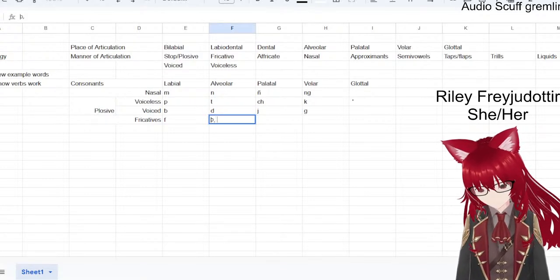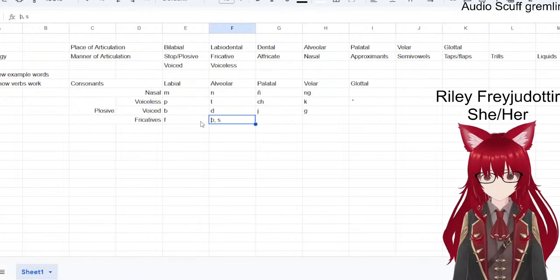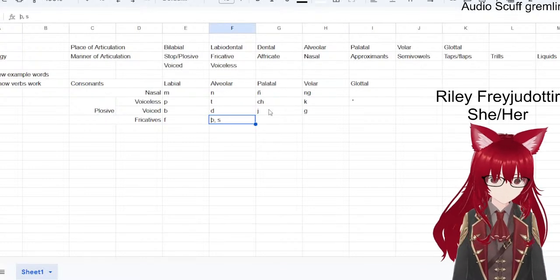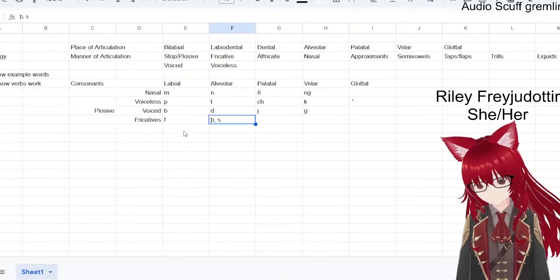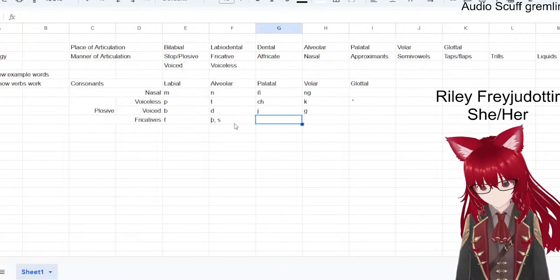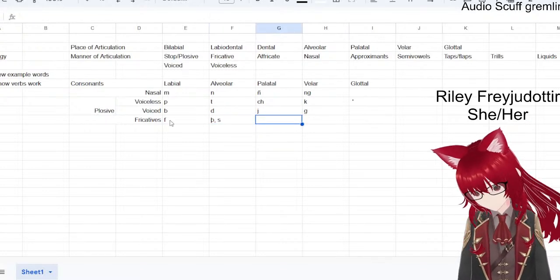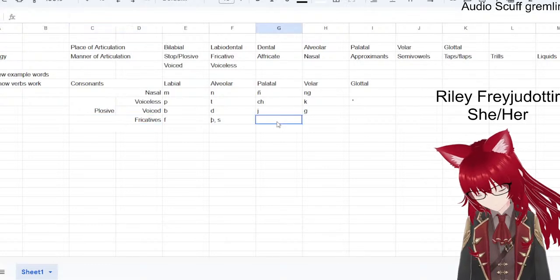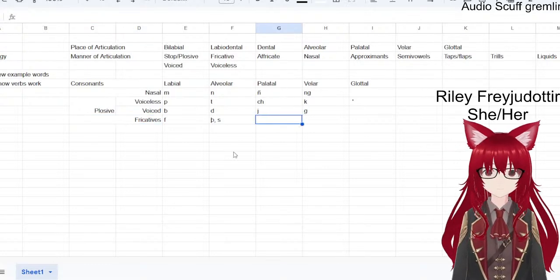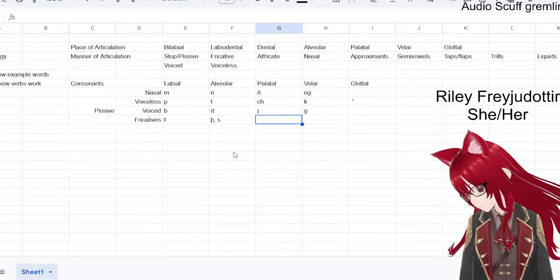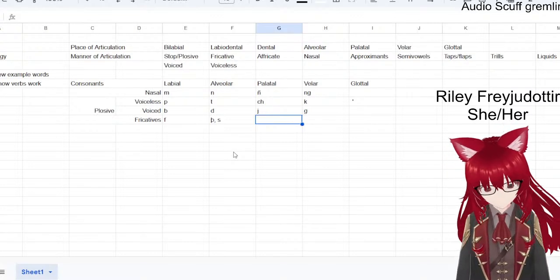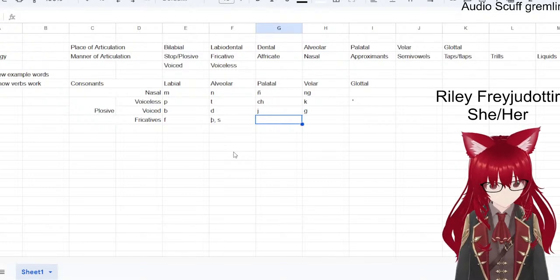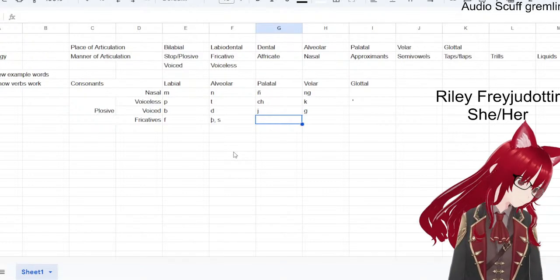F and S. So sometimes you'll see two different sounds written in the same box. That means that they're slightly different sounds, but there's not enough reason to make separate boxes for them. Now we're not using the International Phonetic Alphabet, which is the standard for how you write these sorts of things. But that's just because it's a pain in the butt to type it.